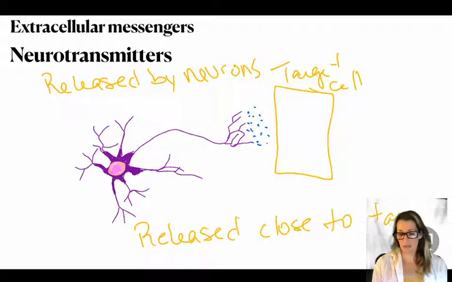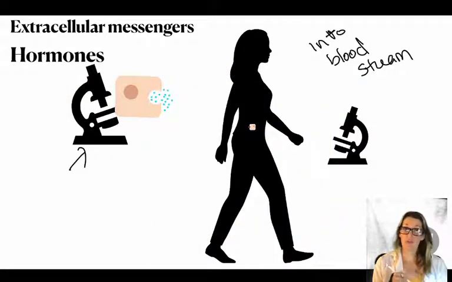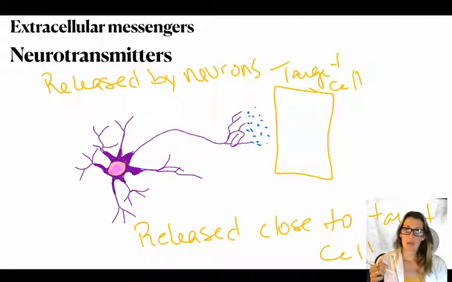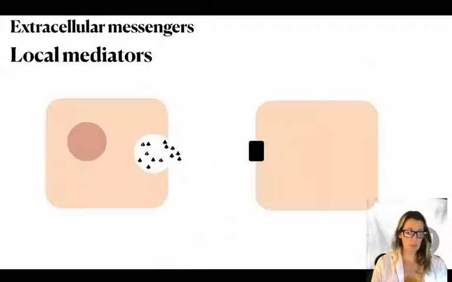That's different from hormones. Hormones have to travel a far distance from the endocrine cell that releases it. So hormones are released by an endocrine cell and have to travel a far distance in the bloodstream, whereas neurotransmitters are released by neurons, released close to their target cell. They don't have to travel in the bloodstream. Okay, so different extracellular messengers, as we just saw when we're discussing hormones versus neurotransmitters, can have actions in different places.